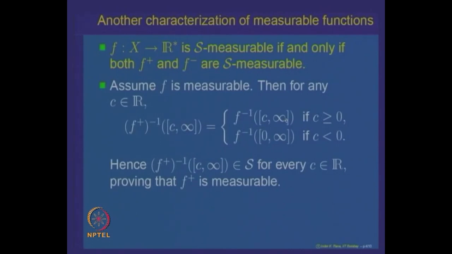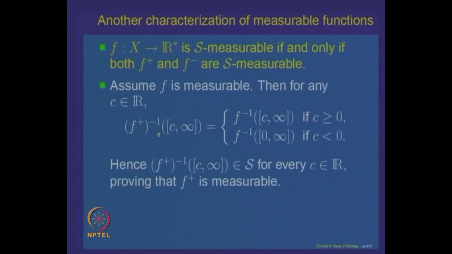So, let us assume first f is measurable. Then for any point c in R, look at the inverse image of the closed interval c to plus infinity. So, f plus inverse of the closed interval c to infinity. That we know is because f plus of x is equal to f of x if f of x is bigger than 0. So, if this value c is bigger than 0, then f plus of x will be equal to f of x.